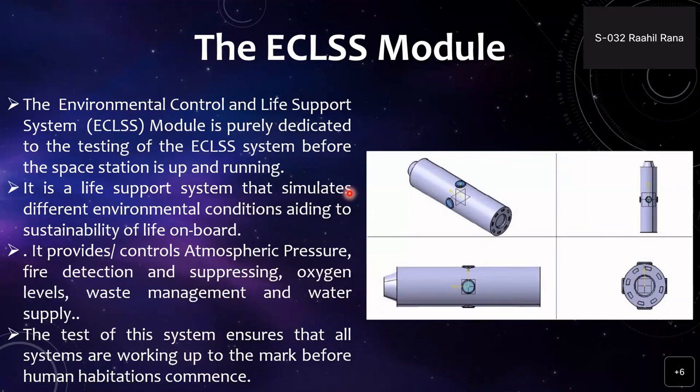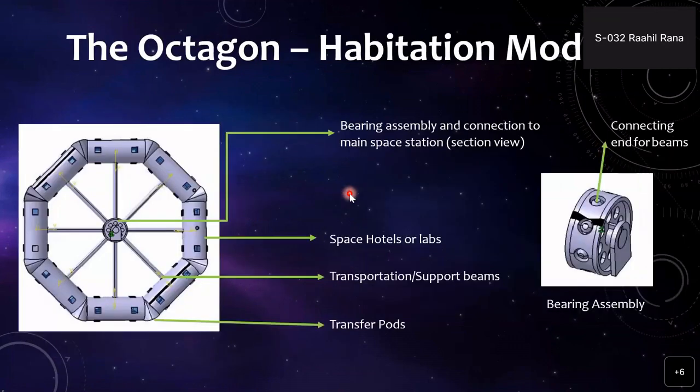And the main motive of this module is basically to make sure that the ECLS system is working up to par before the habitation begins. So this is the secondary module which will be reaching space, and this is just a testing module which will later be integrated with the entire space station for making life possible in the future. The most important module of our design is called the Octagon.